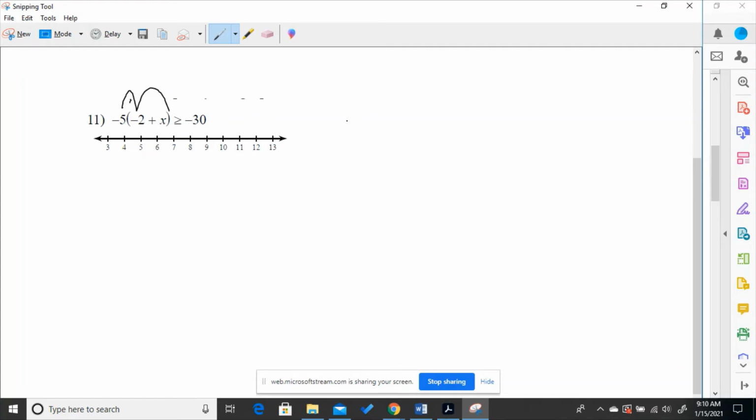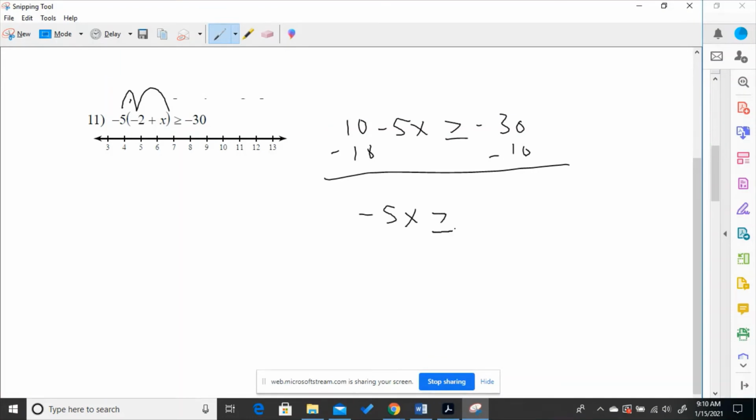So negative 5 times negative 2 would be positive 10. Negative 5 times x would be negative 5x. And all that is greater than or equal to negative 30. All right, so we have a similar situation as we had last time. You want to see what's happening to x. So negative 5x is being added to 10. That's one way to look at it. So you need to subtract 10 on both sides. Sorry, my handwriting's so atrocious on this thing. 10 minus 10 is 0, so you get left with negative 5x is greater than or equal to negative 30 minus 10. So remember, negative 30 minus 10 would just be negative 40.